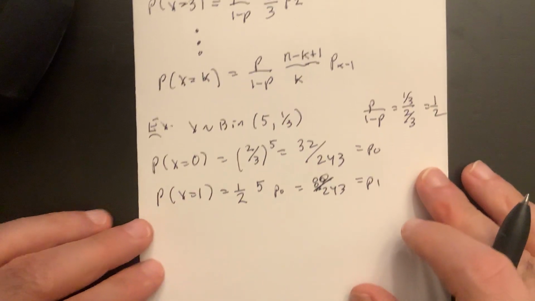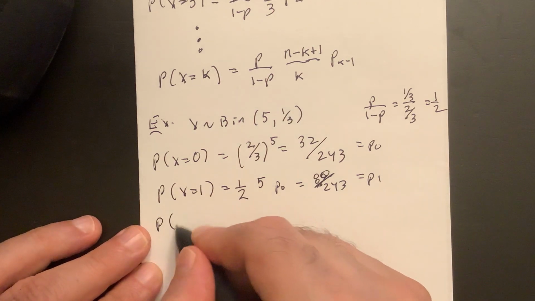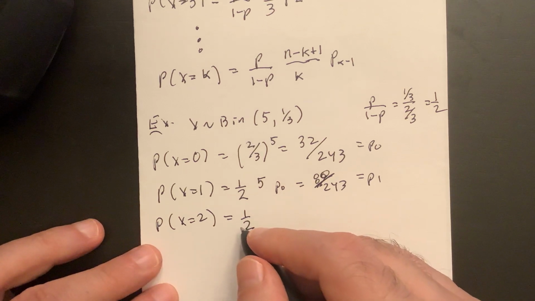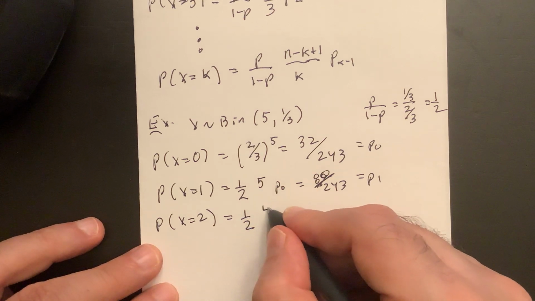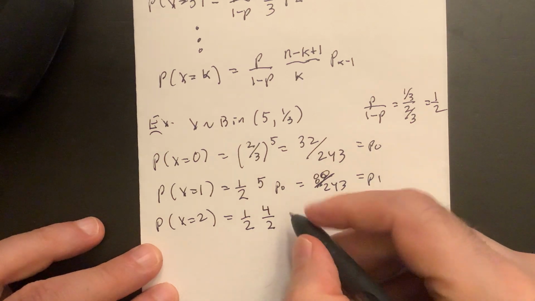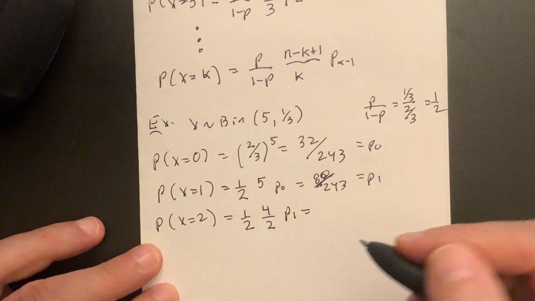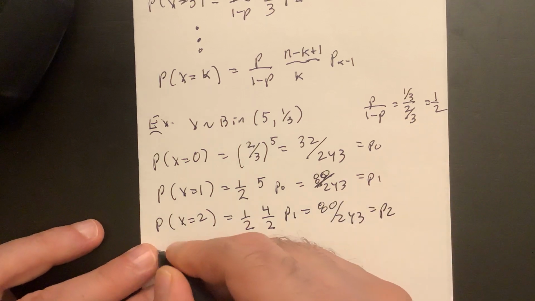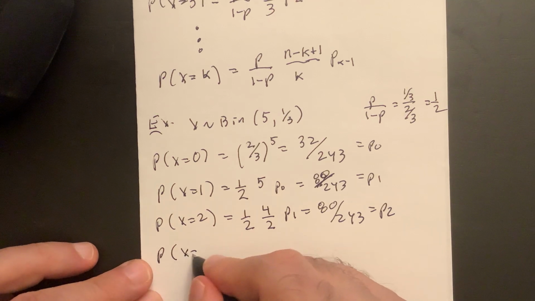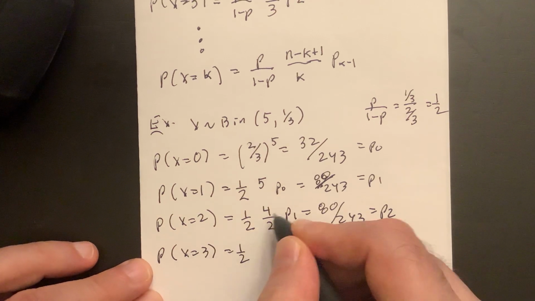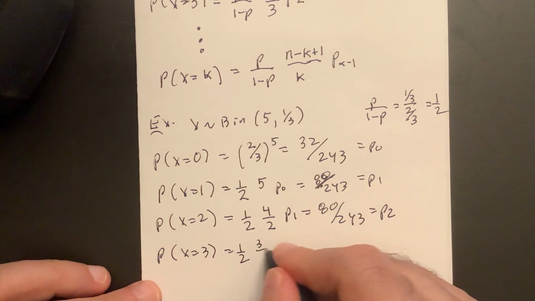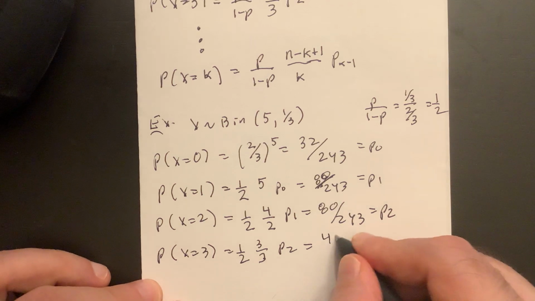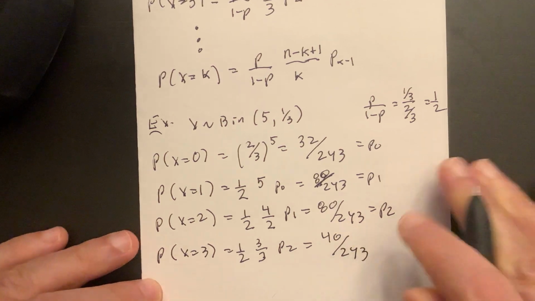Let's see where we are. Okay, we're running out of time, but we can do a little more. So let's see, probability x equals 2. I get 1/2 again. And now I come down one more. I get 4 over 2 times p1. So that's just the same, I get 80 over 243. That's equal to p2. X equals 3. Another 1/2. I have a 3 over 3 times p2. So that's just 1/2 of what was here. I have 40 over 243.